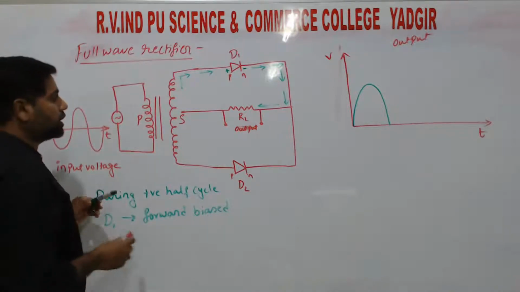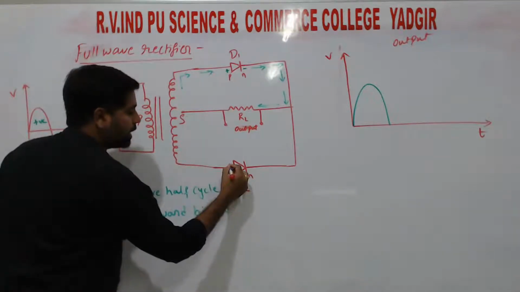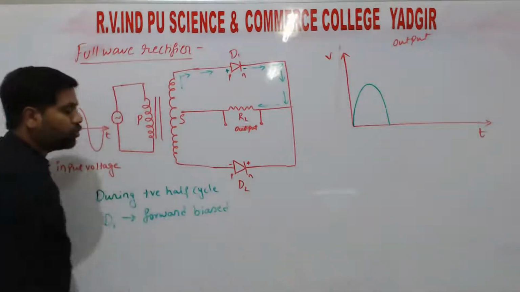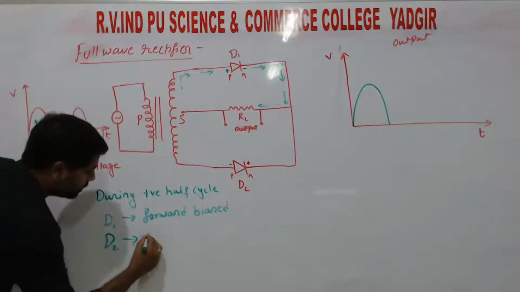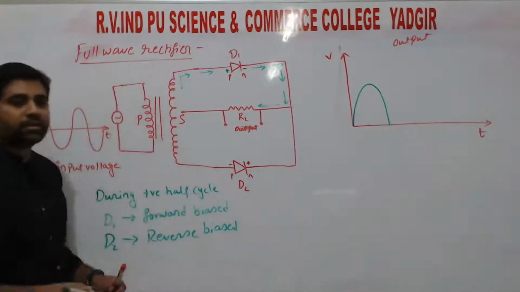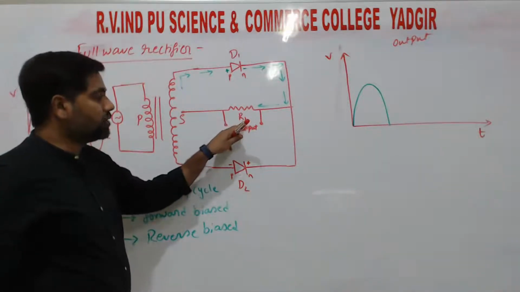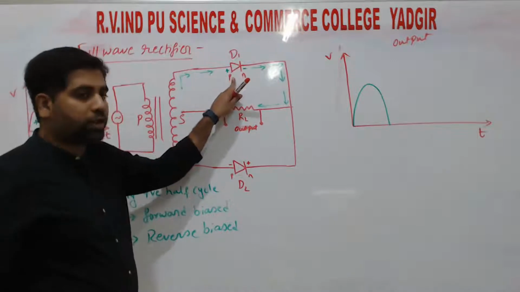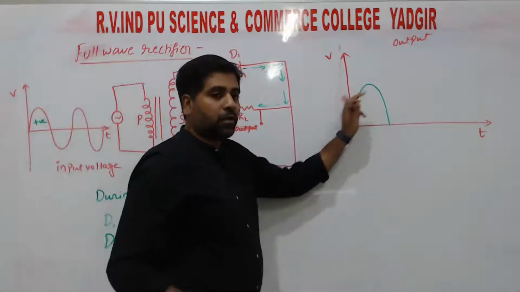During the positive half cycle, the terminal connected to D2 becomes negative, so the diode D2 is reverse biased. For this reverse bias, there is no flow of current in the external circuit. That means at the load resistance, the output is V equals 0. So from D1 we are getting the voltage V, and from D2 we are getting the voltage 0. Then the final voltage we are getting is V, right?